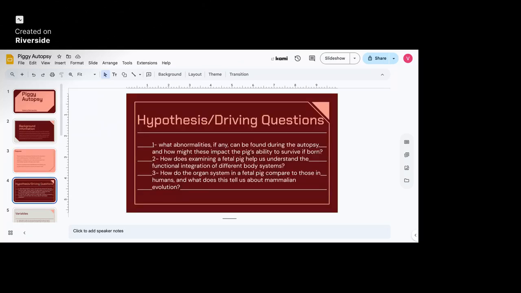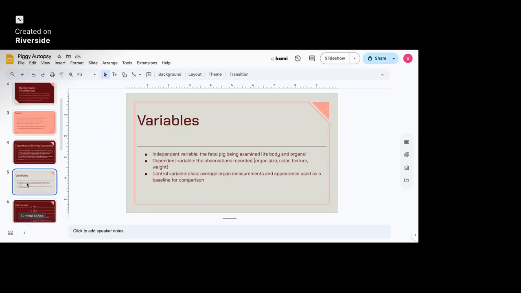Hypothesis driving questions. Number 1, what abnormalities, if any, can be found during the autopsy, and how might these impact the pig's ability to survive if born? Number 2, how does examining a fetal pig help us understand the functional integration of different body systems? Number 3, how do the organ systems in a fetal pig compare to those in humans, and what does this tell us about mammalian evolution?